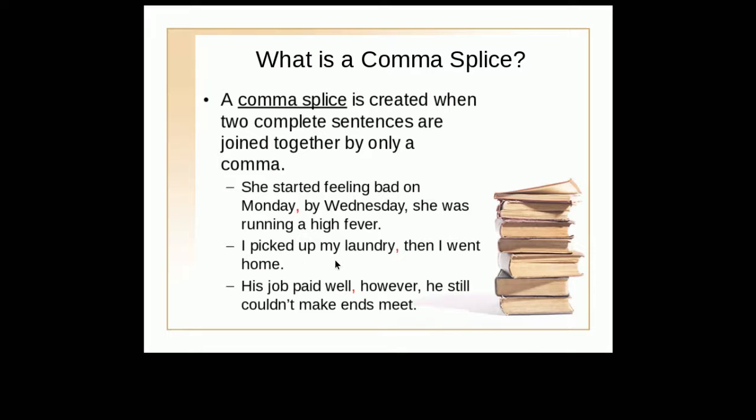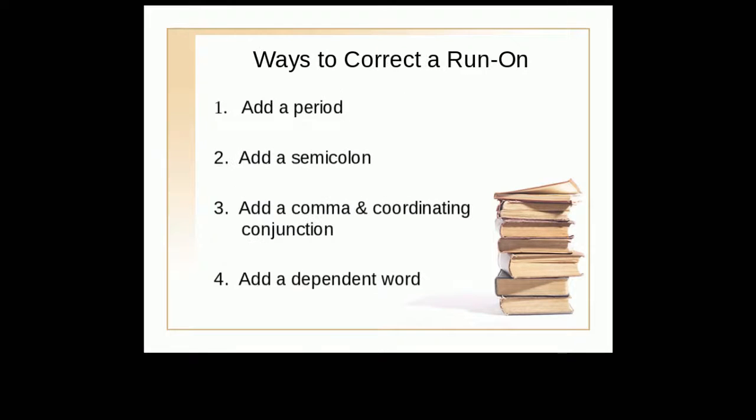I picked up my laundry, comma, then I went home. A lot of people would say, oh, that's correct because first she picked up her laundry, then she went home. But this is actually a comma splice because these are two independent clauses, two phrases that could be complete sentences, and they're jammed together. Just because you put this comma in here does not mean you punctuated it correctly. His job paid well, comma. However, comma, he still couldn't make ends meet. That is still incorrect. So we're going to look at how we're going to fix those.